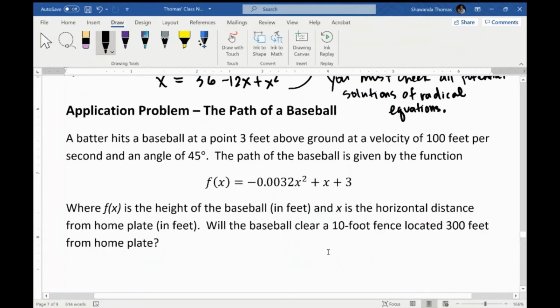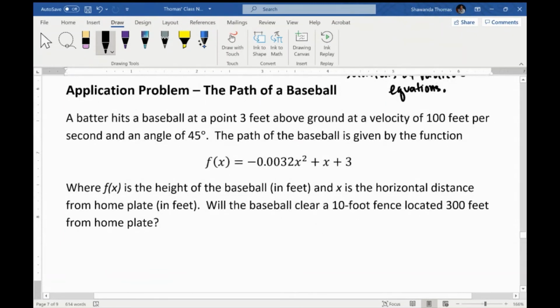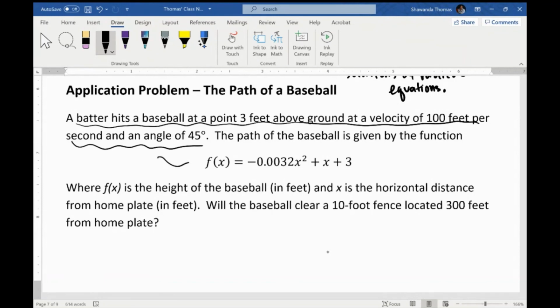All right, let's do this application problem, and then we'll be done for today. The path of a baseball. A batter hits a baseball at a point 3 feet above ground at a velocity of 100 feet per second and an angle of 45 degrees. The path of the baseball is given by the function. There's nothing we need to do with all this; they're just giving us this information, and someone already gave us the function for it.